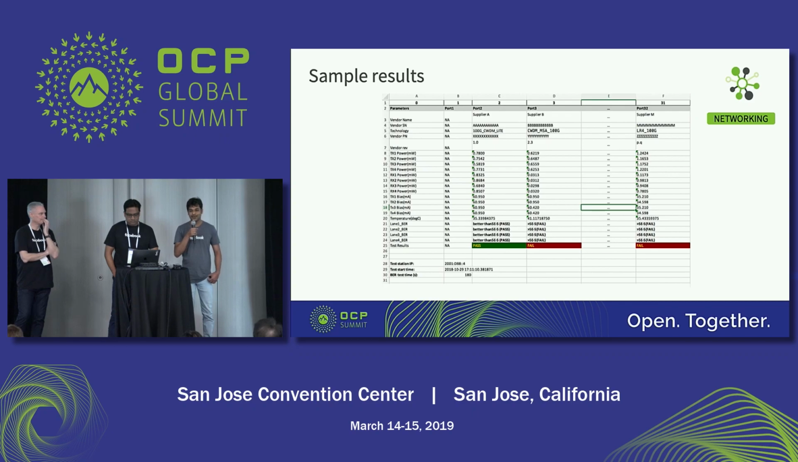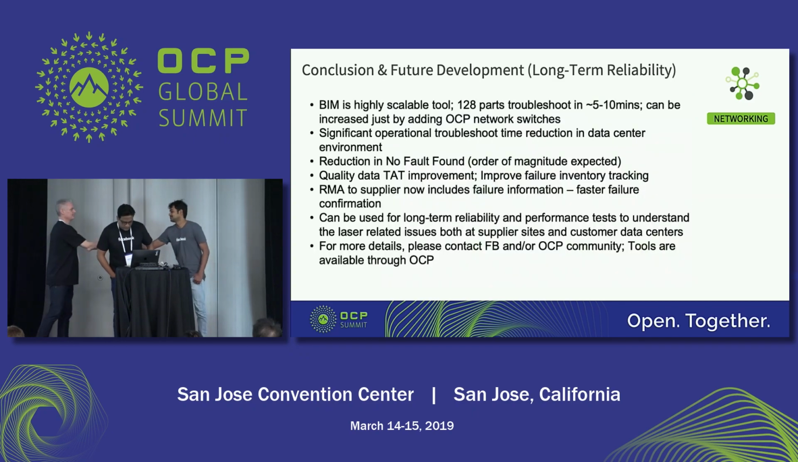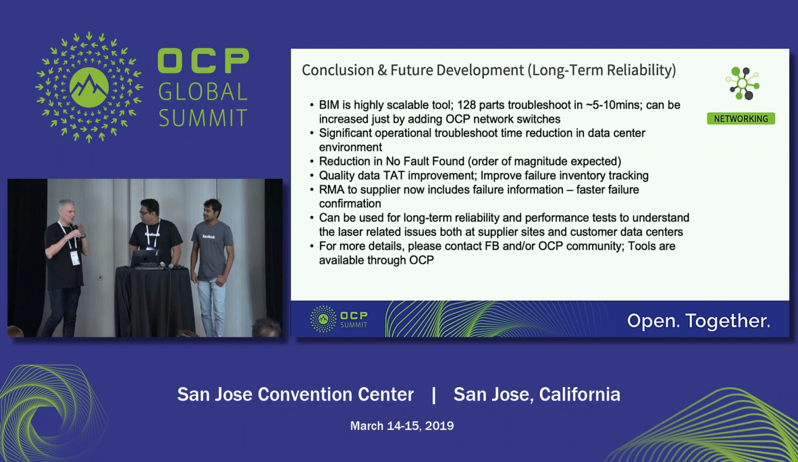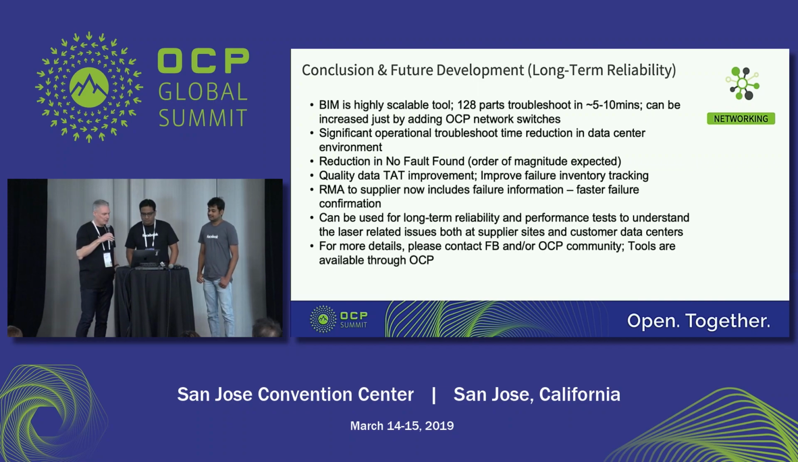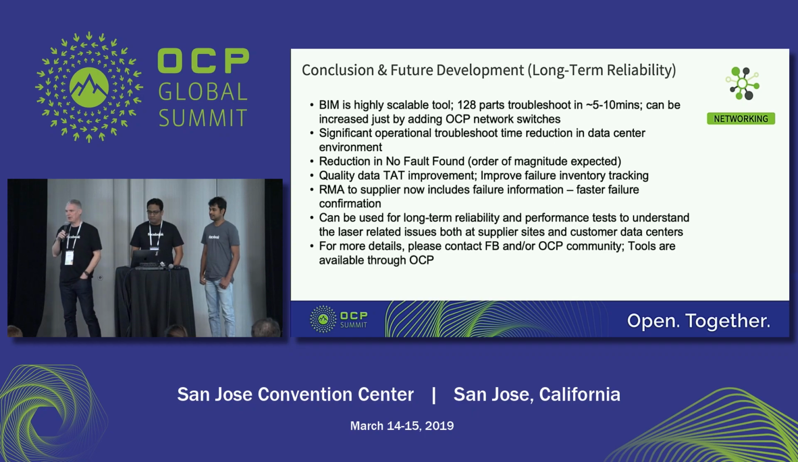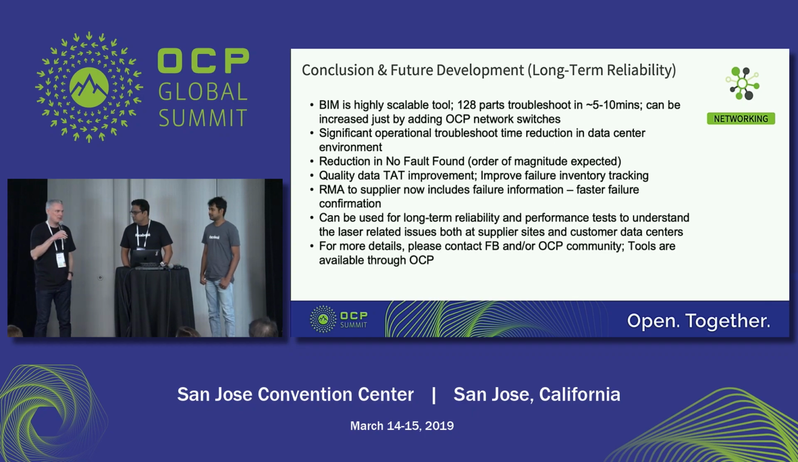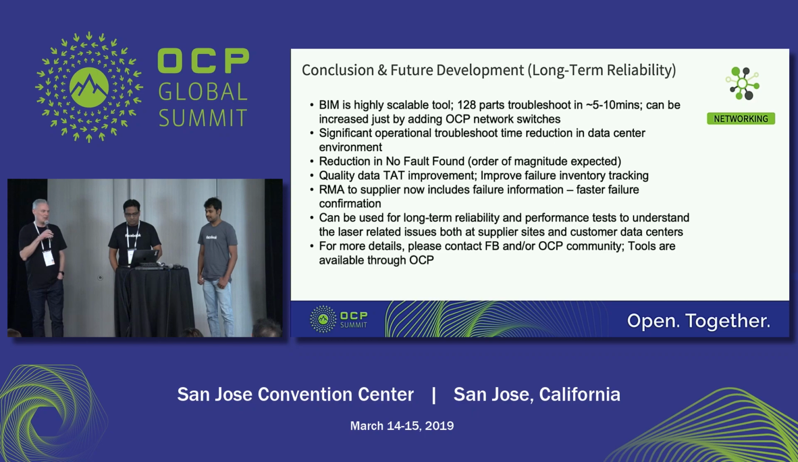With that, I'll hand over to Eddie Kelly. Thanks, Ashwin. So just to wrap things up quickly, BIM is highly scalable. We can test 128 parts within 10 minutes and determine what's good and bad. We can also add additional capacity. It's really simple to add additional switches if we want to increase from 128 parts. The troubleshooting time is greatly reduced.